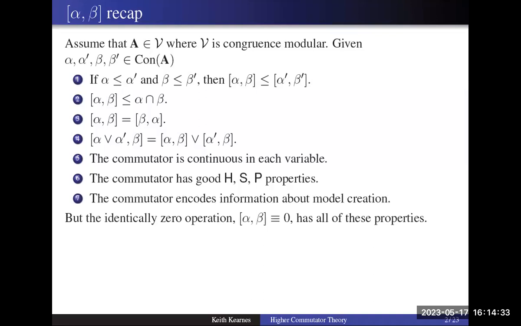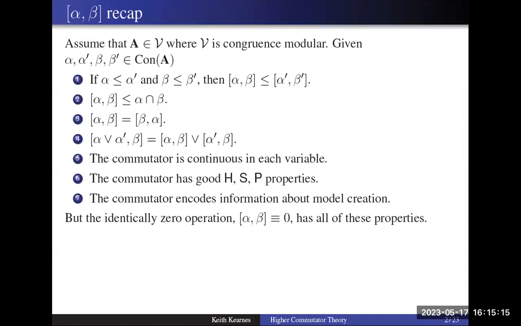And the thing that I think is interesting is that the commutator encodes information about model creation. So if I have an algebra in a congruence modular variety and I know its commutator properties, then the definition of the commutator allows me to build a quotient of a subdirect square of the algebra. And it's possible to start with a moderately small subdirectly reducible algebra and build a larger subdirectly reducible algebra using information from the commutator. Okay, so the usual constructions of H, S, and P don't obviously tell you how to produce larger subdirectly reducibles.